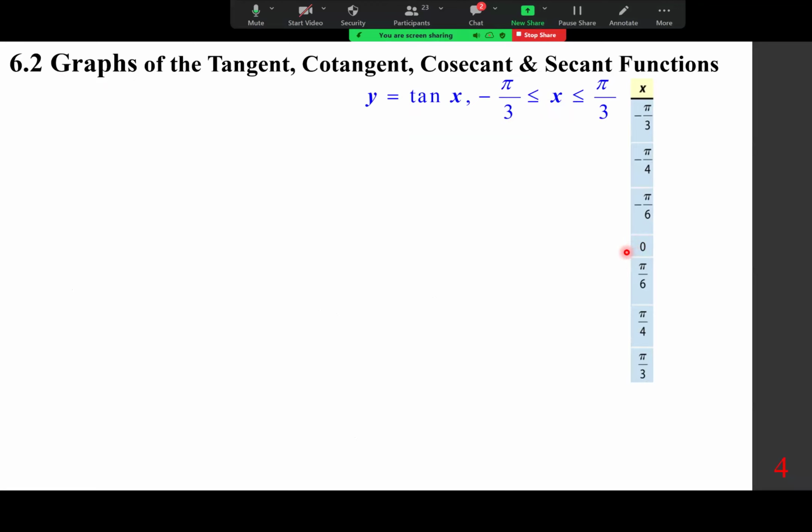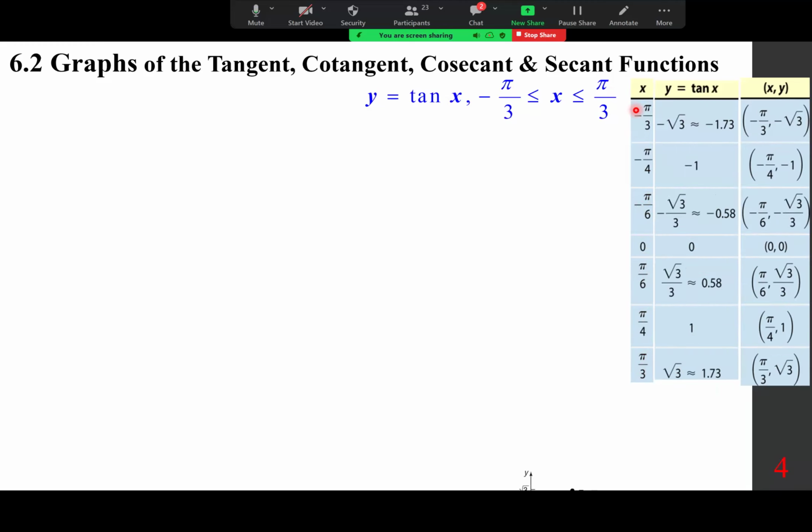We know tan of 0 is 0. Pi over 6 is square root of 3 over 3. Pi over 4 is 1. Pi over 3 is square root of 3. And because it's an odd function, they have the same value but negative. So for example, tan of minus pi over 6 is minus tan of pi over 6, so minus square root of 3 over 3. This is negative 1. This is negative square root of 3. And so if you plot those pairs carefully, it looks like something like that.